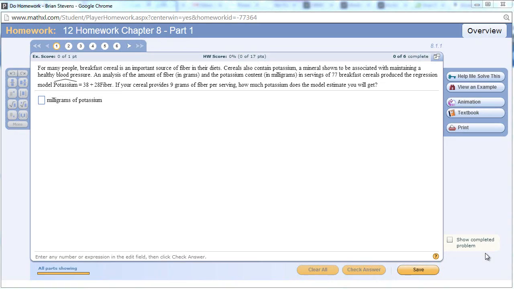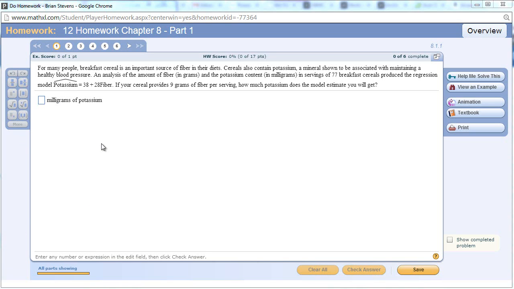Problem right here, we're going to try to estimate the amount of potassium given a certain amount of fiber. This is using our regression equation to make a prediction. So what we have here is the x value of fiber, 9, and we're going to plug that right into our equation. This little hat over potassium is for the predicted y. A lot of times we see y hat. Potassium hat would just mean predicted potassium.